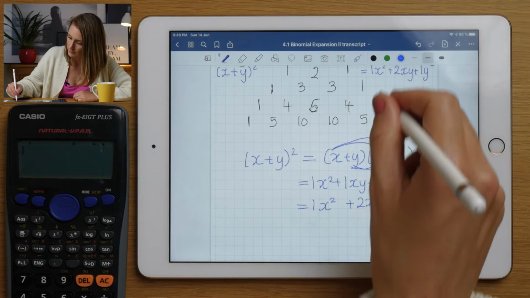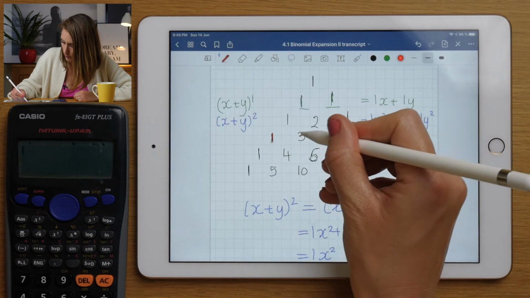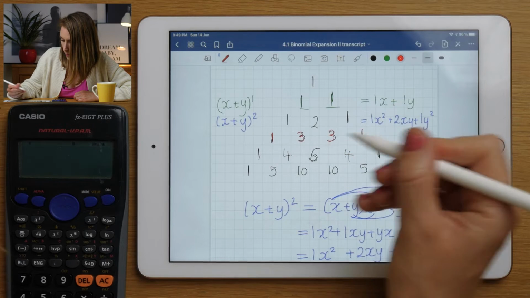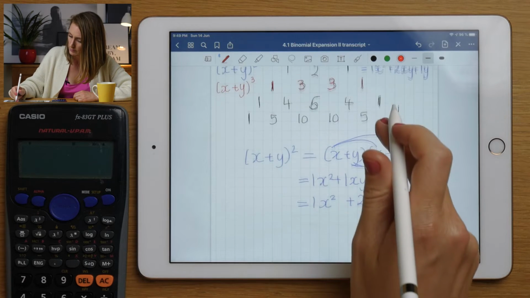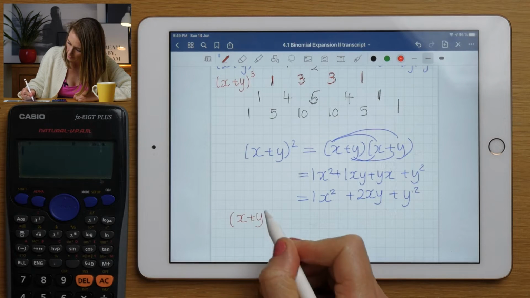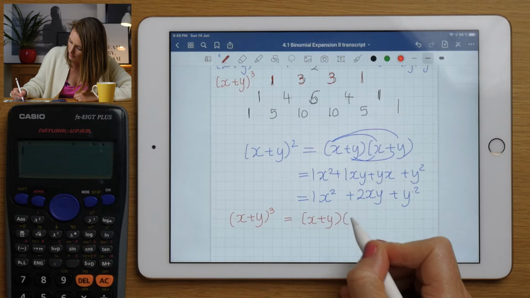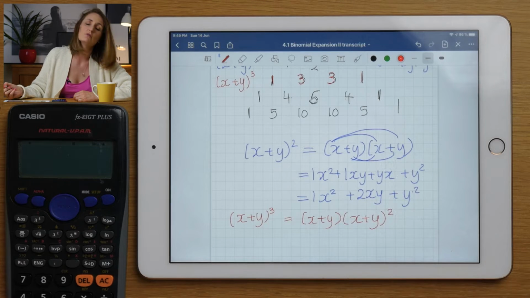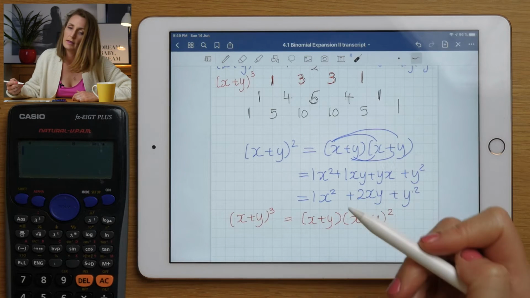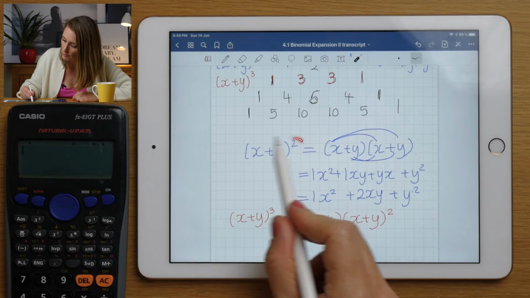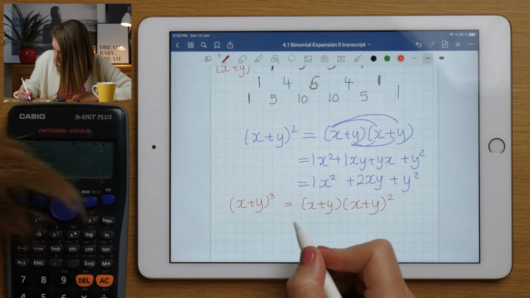Let's have a look at the next one. We're going to see if the coefficients mirror Pascal's triangle. So we've got 1, 3, 3, 1, and we would be on x plus y power 3. So to do x plus y power 3, I would take x plus y and multiply it by x plus y squared. The reason why I wouldn't do x plus y times x plus y times x plus y is because in the previous step, I've already worked out the answer for x plus y squared. So I'm going to substitute it in.